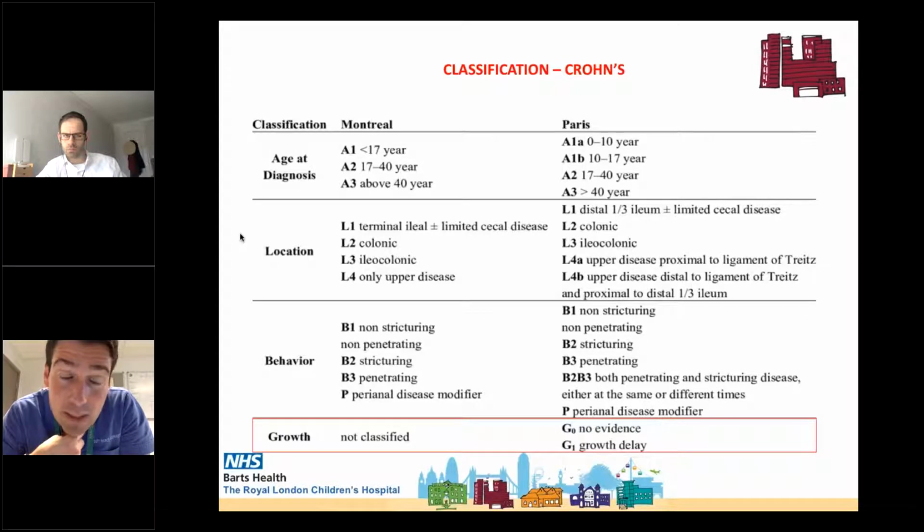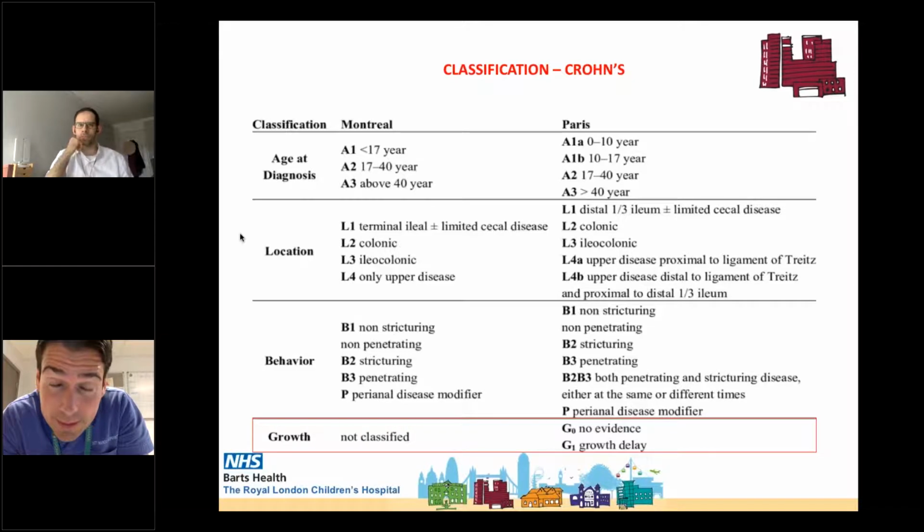As you can see, the Montreal classification did not take into consideration growth and whether the child or the young person is growing or has achieved an appropriate growth target. But these aspects were amended by the Paris classification that was introduced in 2010, which looks more into the pediatric part of our patients. So there's an age subcategory differentiating patients between 0 and 10 years of age and patients between 10 and 17 years of age at diagnosis. This is just really to tell you that the earlier you diagnose IBD in a child, the more intense and challenging the disease course may be.